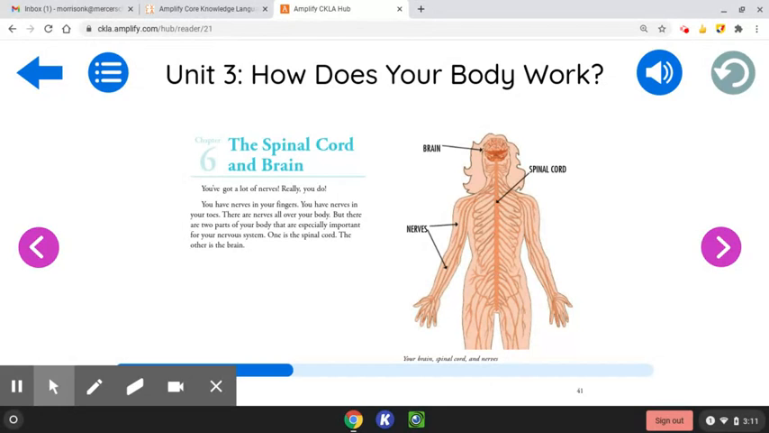And then over here is our picture, our photo and caption. Another text feature says, your brain, spinal cord, and nerves. And it's showing you where they're located, right?